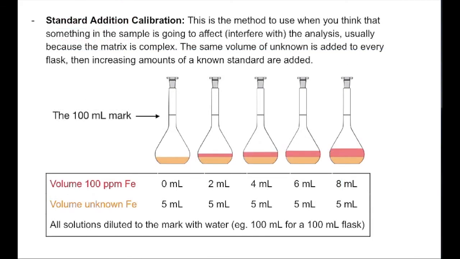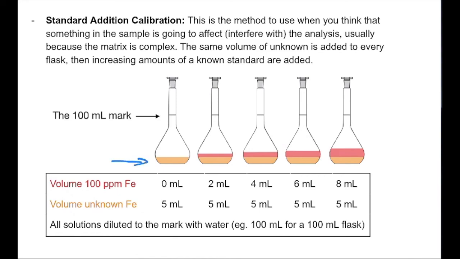So the next method I want to talk about is the standard addition calibration method. And this is the method to use when you think that something in the sample is going to affect or interfere with the analysis. And usually this would happen when the matrix is complex. So when you're preparing standards using this method, the difference is that all of the standards contain the unknown.